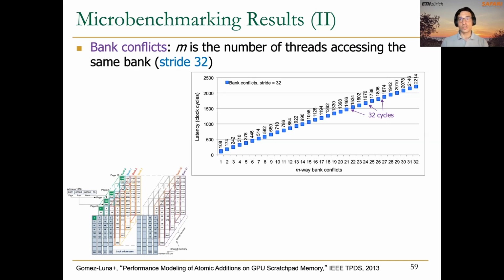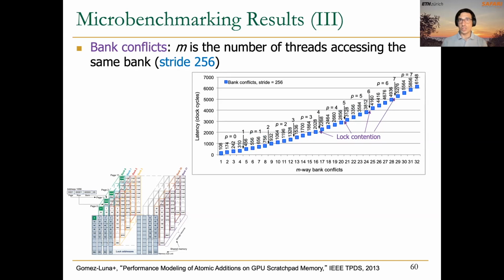However, if we change this stride and make it larger, for example 256, what we observe is that every time that we have 4 more threads conflicting in the same bank, we also see a larger gap that is indicated by these arrows. And this larger gap is what we call the lock contention or lock conflict. That happens because in this experiment the stride is 256. So if we have 4 threads accessing the same bank with a stride of 256, that means that they are already using 4 different lock bits.